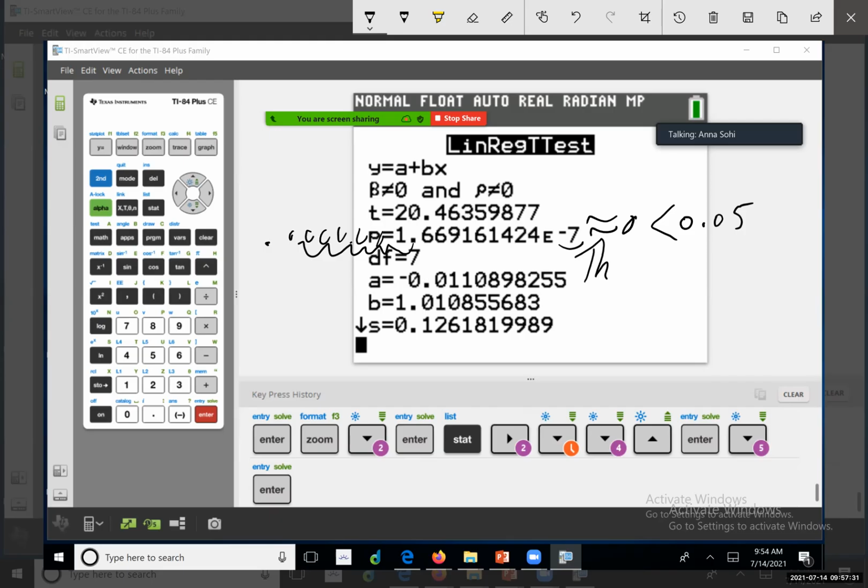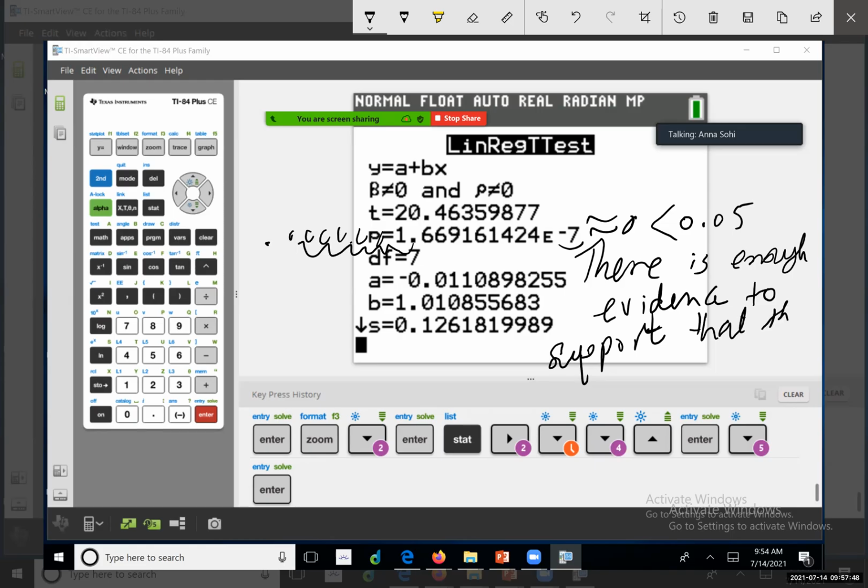So there is enough evidence to support that there is correlation between pizza slices and subway fare. Okay. Does that make sense?